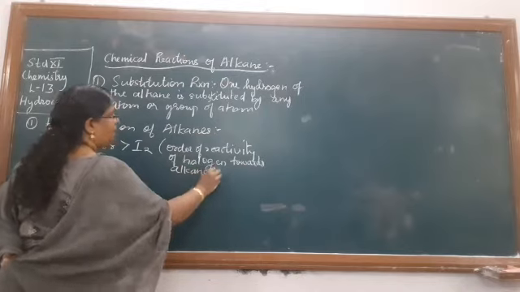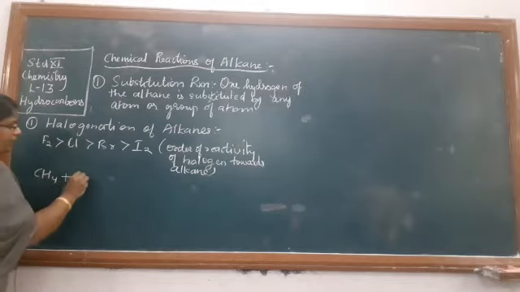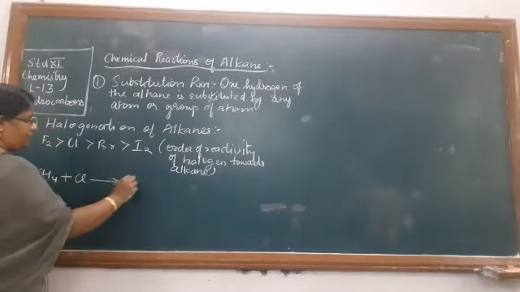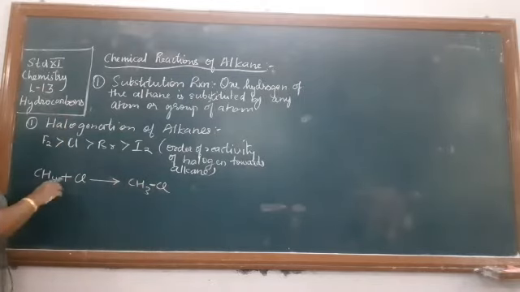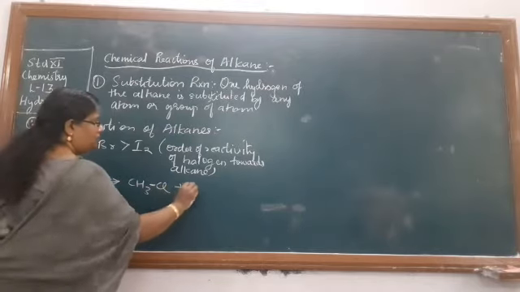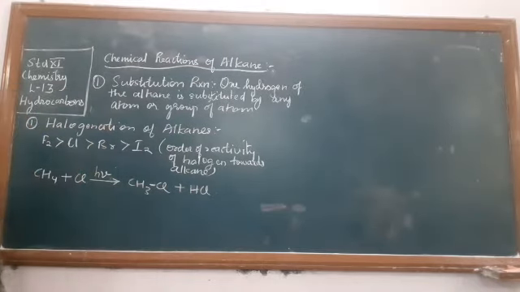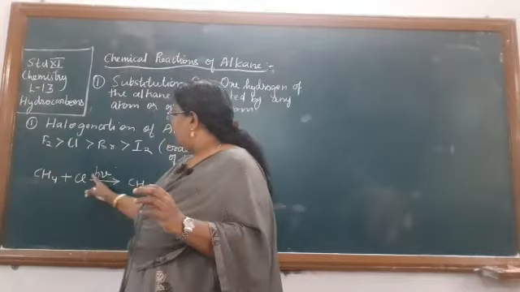Okay, ठीक है. तो हम एक example लेके समझते हैं. Say for example CH4, when it is treated with Cl2, then what will happen? It will give you CH3Cl, one of the hydrogens is replaced, and you get HCl. The reaction takes place in presence of sunlight. That is why we represent that as h nu.